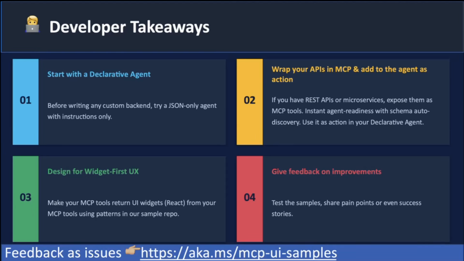So you go to these samples, and if you're using coding agents, it works great if you give a pattern using samples. So go to these samples, give your coding agent one of the MCP server samples, and just refer to how they've built these UI widgets, or you could do it yourself as well. And then give us feedback, test these samples, give us feedback, share the pain points and even the success stories. So this is probably the route I would take as a developer starting now.